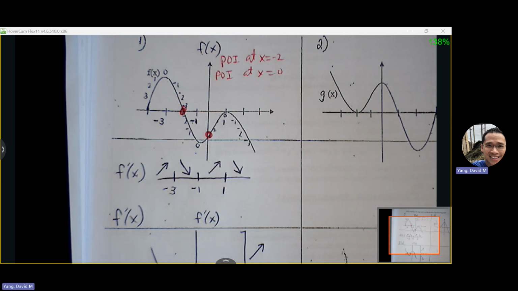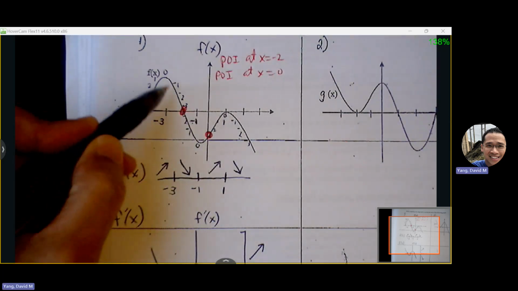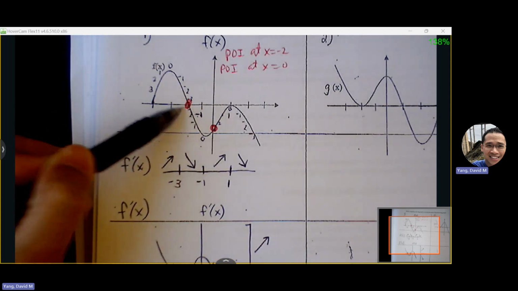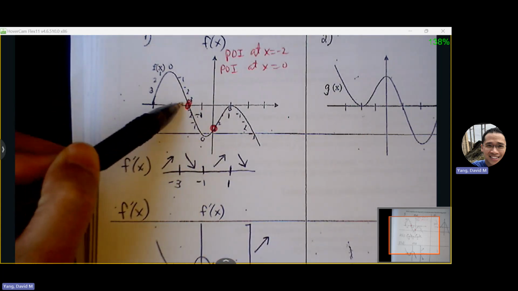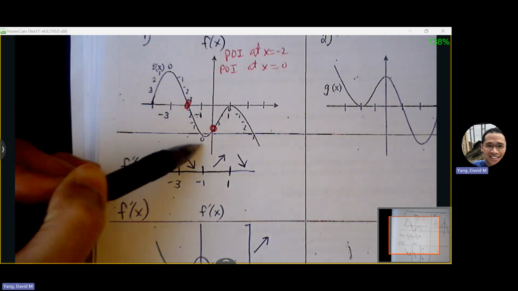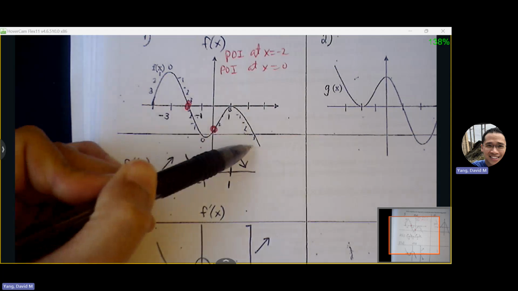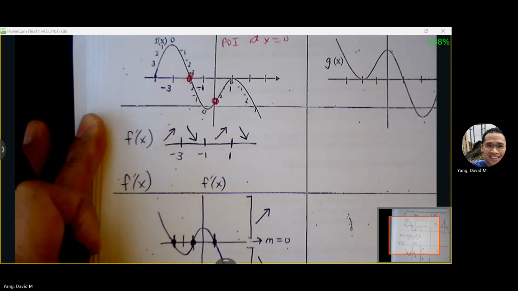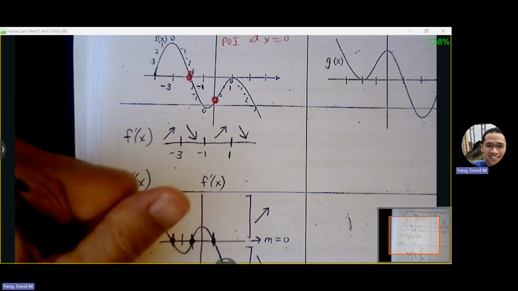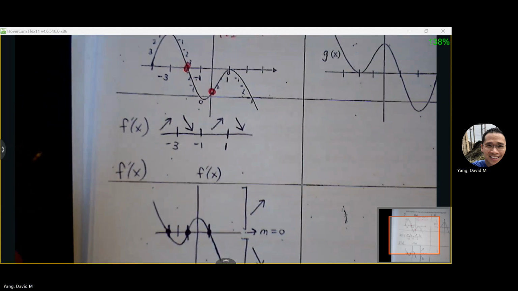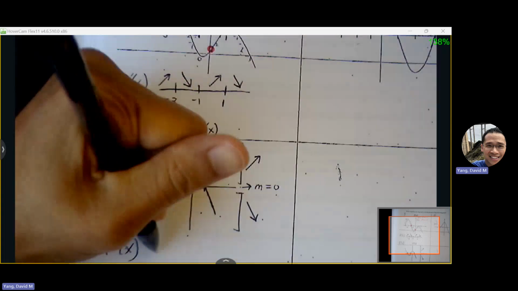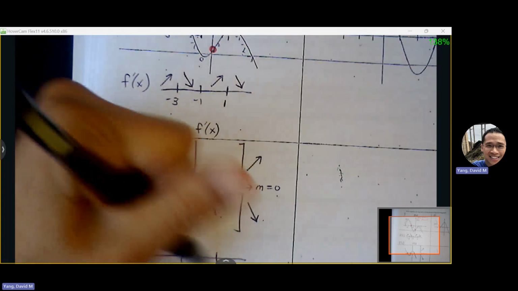So if you look at this original graph, concave down, then it transitions to concave up, but along the way, a point of inflection will have to occur for that transition to happen. So concave down, point of inflection, concave up, point of inflection, concave down. All right, so let's create our f double prime sign line. We know our points of inflection are at -2 and 0, so I'm going to put that onto my second derivative sign line.